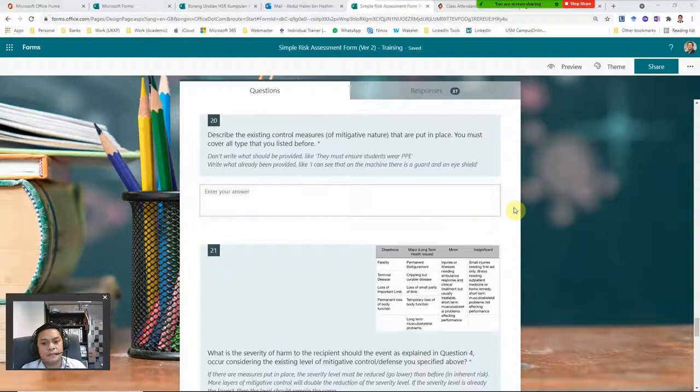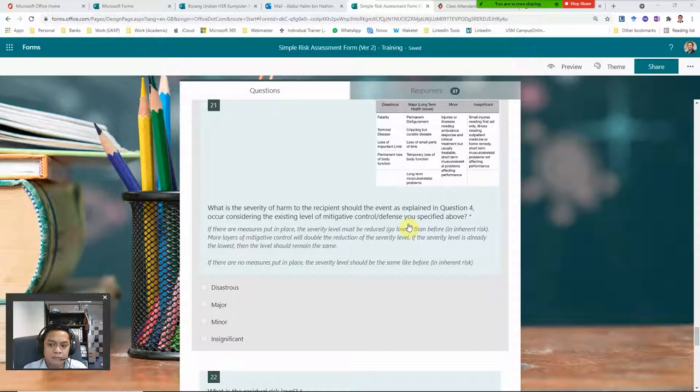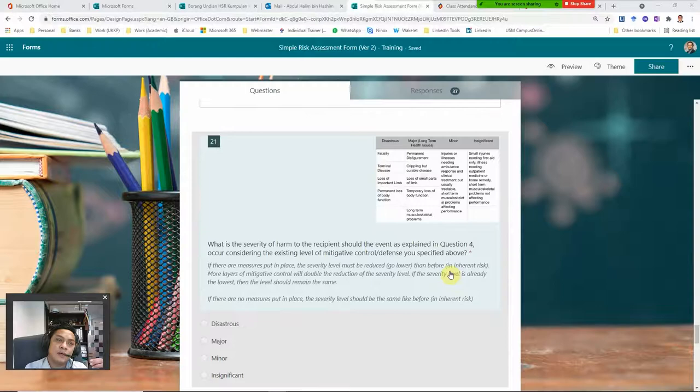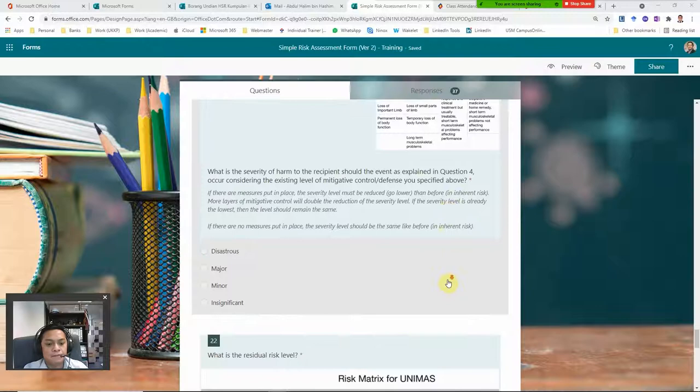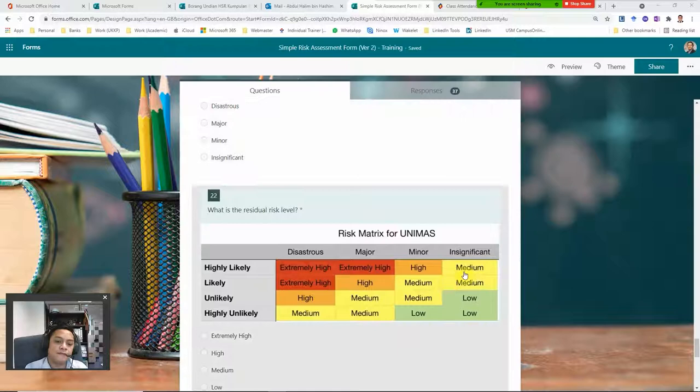So question number one is the same as the previous part, whereby you have to identify the severity of harm, provided that the control measures are there. And at the end of it, you will find the outcome of the residual risk level. If during the inherent risk you imagine there is no protection, and during the analysis of residual risk there is also no protection, then the risk level from the inherent risk to the residual risk will be the same.